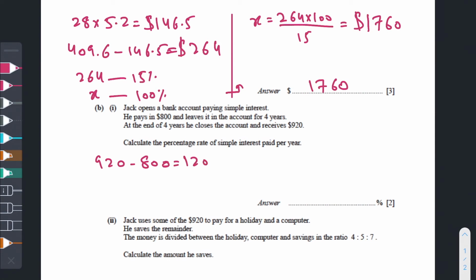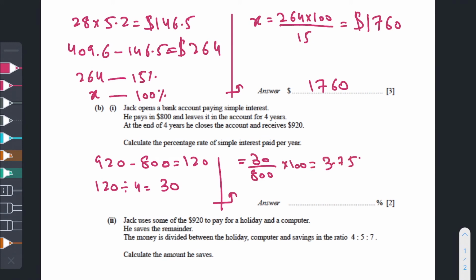This $120 is the total amount of interest earned over 4 years. So you divide 120 by 4 to get the interest earned per year, which is $30. When you have 30 and you have to calculate the percentage of simple interest, all you have to do is divide 30 by 800, because that's from the total amount, and you multiply this by 100 and you're left with 3.75%. This is the simple interest rate paid per year. So you write the answer over here, 3.75.